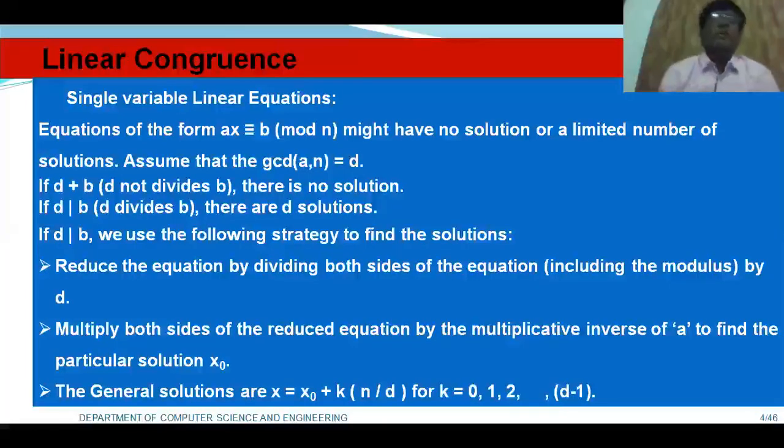Today's topic is the linear congruence. In the previous topics, I already explained congruence. Two variables A and B are called congruent modulo n when the remainder of A divided by n and B divided by n is the same. If you get the same remainder when dividing A and B separately by n, then we can say A is congruent to B modulo n.